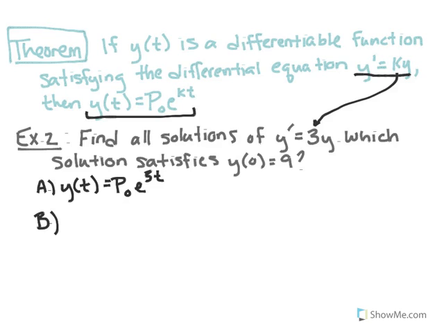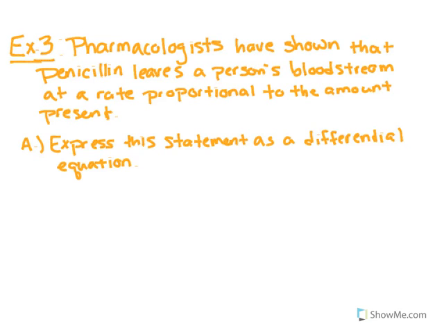In the next question, it says, which solution satisfies y of 0 equals 9? If you can see that this is an initial condition, then that is p naught. Okay, so all we need to do to get the specific solution, or the particular solution, if 9 is my initial value, is to replace p naught with 9, and everything else stays the same. And that's all there is to that. Okay, so we're ready to move on to the next example.